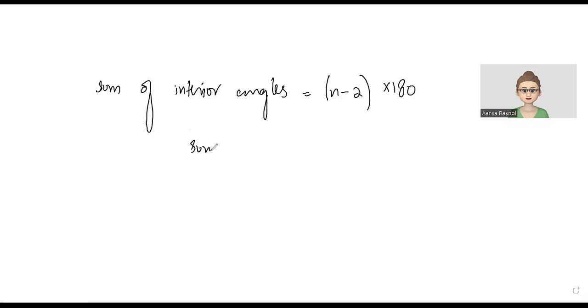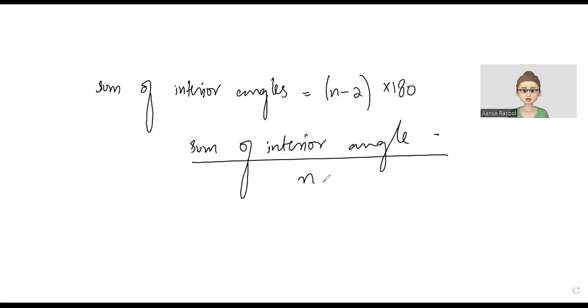This sum of interior angles you can divide by the number of sides to get one individual interior angle. So here you will get the individual interior angle.